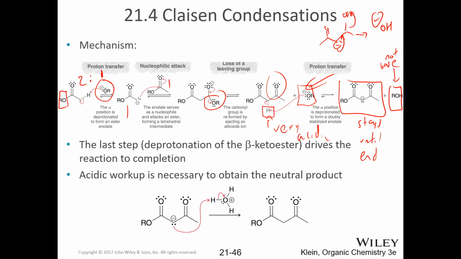So I can only deprotonate half of it. So I need 50% base. By moles, I need 50% of that relative to my original ester so that I get 50% enolate and 50% not enolate, or still ester. Otherwise, my reaction is not going to go to completion, or I'm going to get lower yield if I don't carefully manage the stoichiometry here.